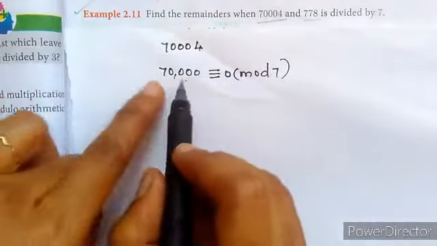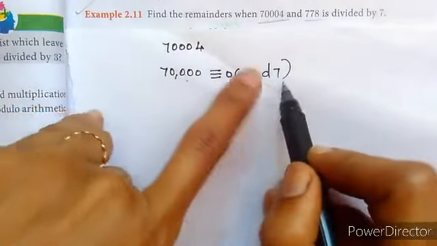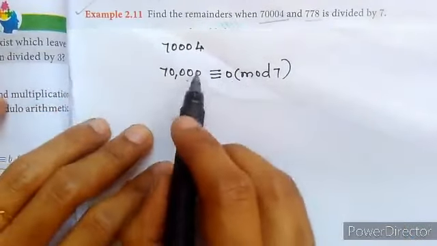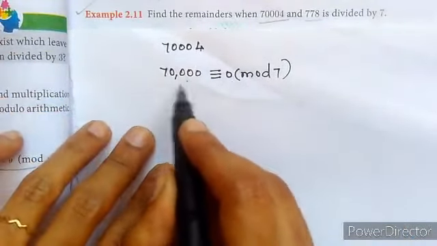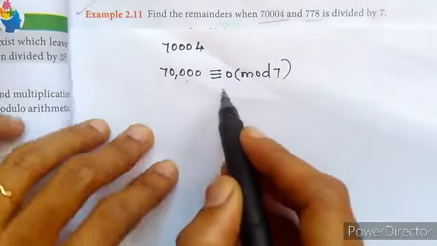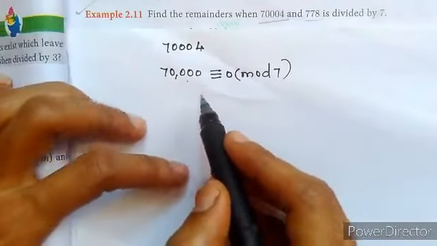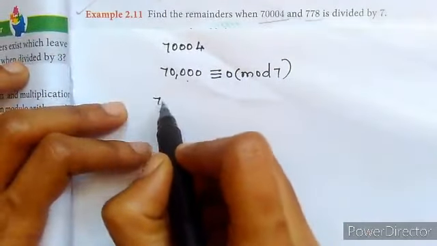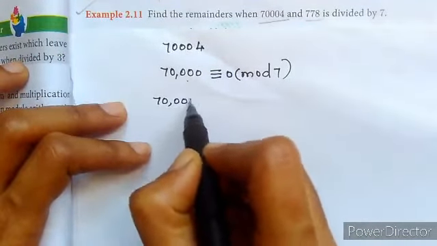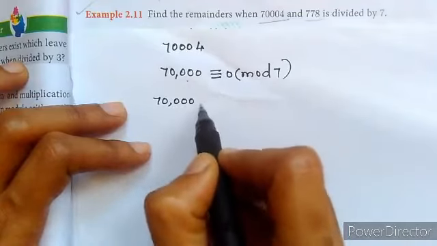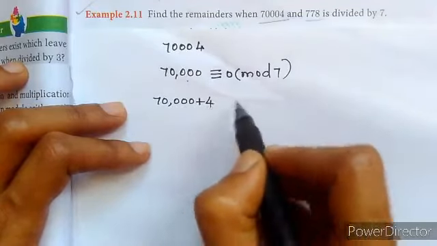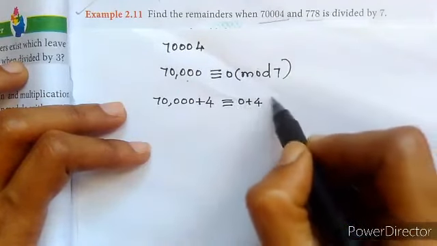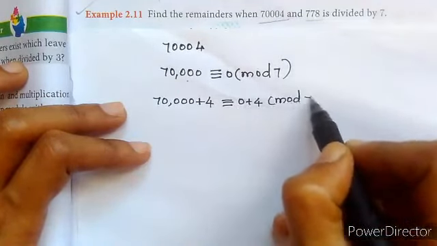What is the meaning of this? When 70,000 is divided by 7, the remainder is 0, isn't it? Now add 4 to the left side and right side. Already we have studied in theorem number 6, we can add any constant numbers. So by that we can add 4 to both sides, left and right. So 70,000 plus 4 congruent to 0 plus 4 mod 7.